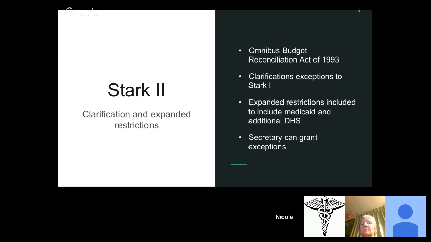Stark 2 was part of the Omnibus Reconciliation Act of 1993. It was intended to clarify exemptions and expand Stark 1 to include Medicaid and additional DHS services. This was important because the DHS list is very specific, and if the service is not individually listed, it is not restricted under the statute. Also notable under Stark 2 is the Secretary can review a situation and grant exceptions where he or she deems appropriate.